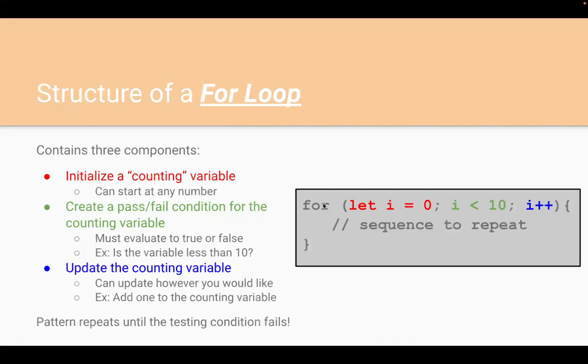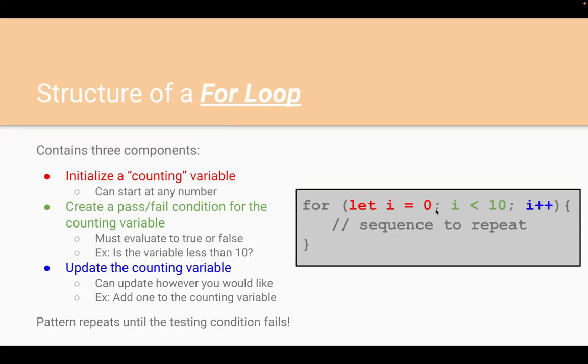So this is how a for loop actually looks, right? Earlier we just talked about it in conceptual terms, so now here is how it actually looks when you're coding it. First, we want to initialize a counting variable. This can start at any number, but it's usually just 0. And then we want to create a pass or fail condition for the counting variable.